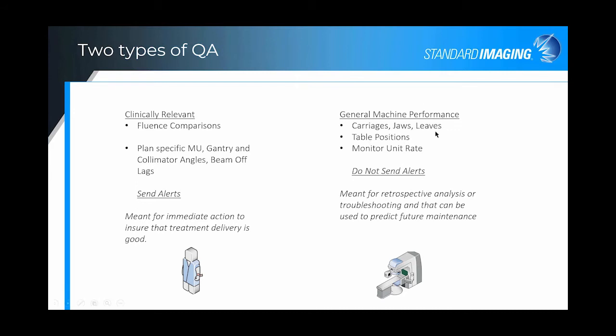And so that kind of leads me into this second type of QA, which are the general machine performance parameters. So alerts aren't sent, and it's just meant for retrospective analysis and troubleshooting, and you can use it to predict future maintenance. Say if there is one plan in the morning that you're having issues with, and you just monitor it and make sure what's going on, and then it allows you potentially to go ahead and schedule your maintenance or take care of something during off hours, which is an important aspect for keeping the clinic running.